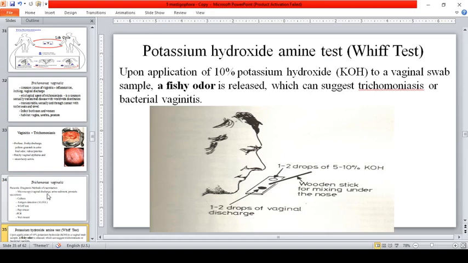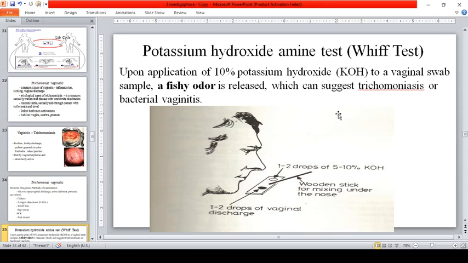Okay, so this is the whiff test. So, upon application of 10% potassium hydroxide to a vaginal swab, a fishy odor is released, which can suggest trichomoniasis or bacterial vaginitis.